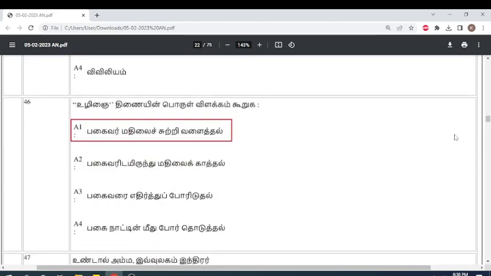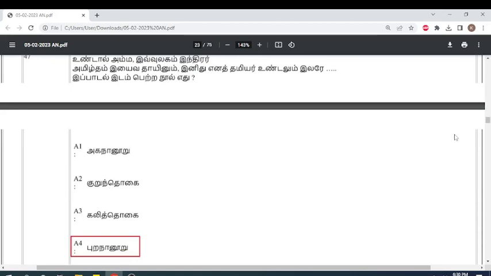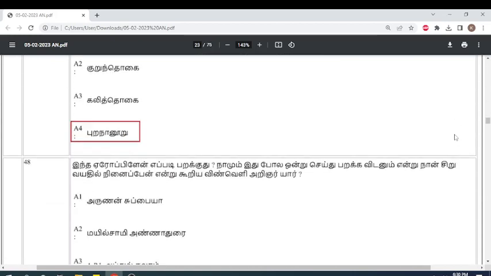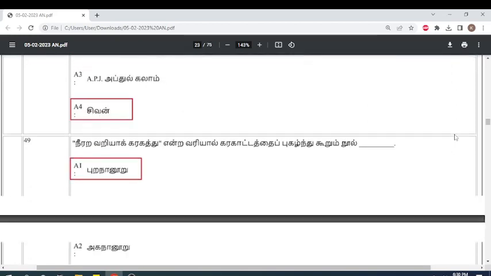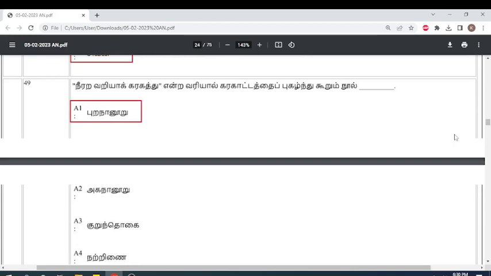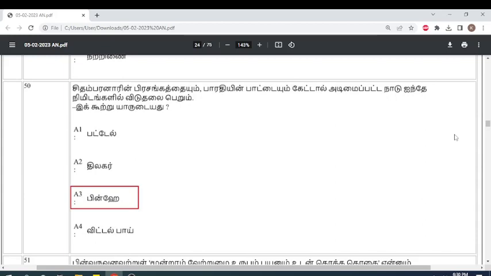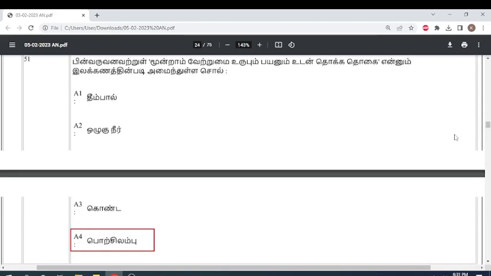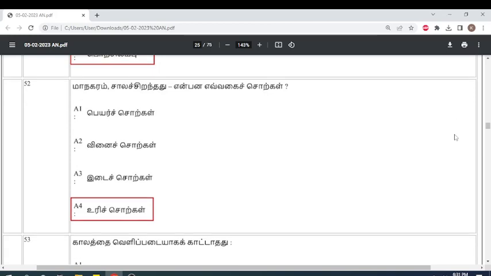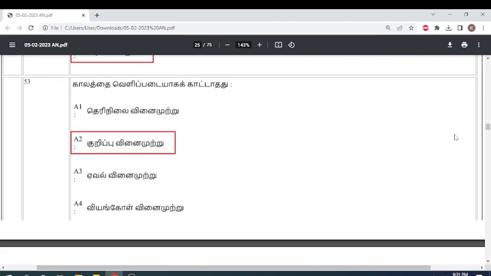46 question kana answer A1. 47 question kana answer A4. 48 question kana answer A4. 49 question kana answer A1. 50 question kana answer A3. 51 question kana answer A4. 52 question kana answer A4. 53 question kana answer A2.